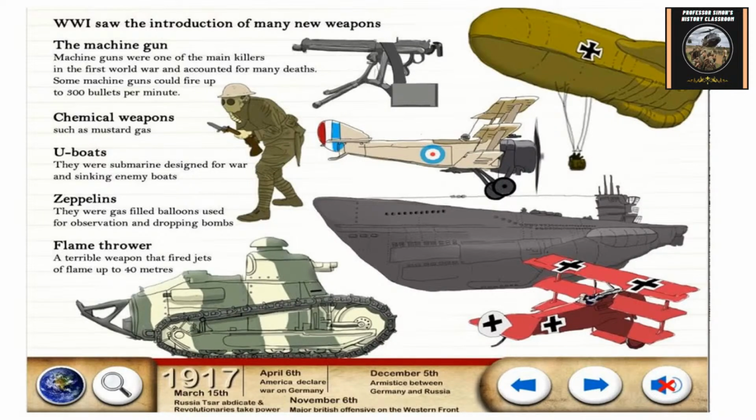I think the Germans also used Zeppelins in the war. And some of these machine guns could fire up to several hundred bullets per minute. But they seem to think the biggest killer of World War I soldiers was probably artillery. That's what really killed a lot of soldiers, and disease overall. Different kinds of chemical weapons were used, like mustard gas, which was very famous. I think chlorine gas was also used, and things like that.